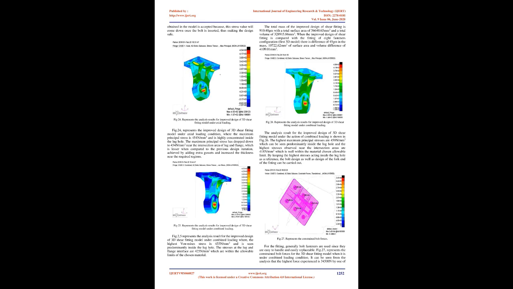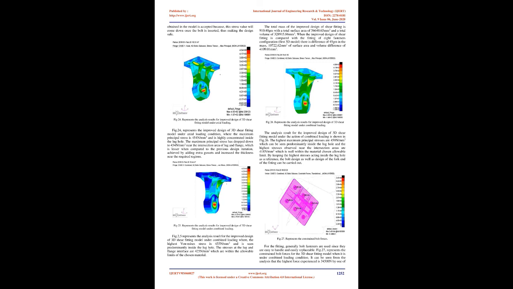2.5 represents the analysis result for the improved design of the 3D shear fitting model under combined loading, where the highest von Mises stress is 455 N/mm2 and is seen predominantly inside the lug hole. The stresses at the lug and flange interface are 425 N/mm2, which are within the allowable limits of the chosen material.